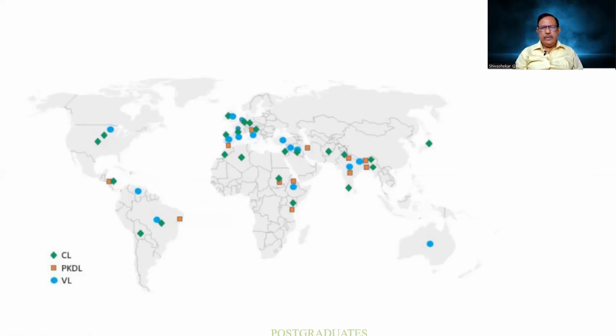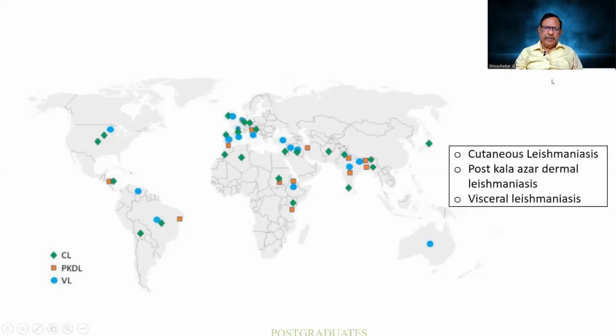So there are some students, some juniors of mine, who have said that they do see these cases regularly. Therefore, if you are given a history as such, people should be able to take advantage of it. Now, what is CL, PKDL, and VL? CL is cutaneous leishmaniasis, PKDL is post-Kala-Azar dermal leishmaniasis, and VL is visceral leishmaniasis.